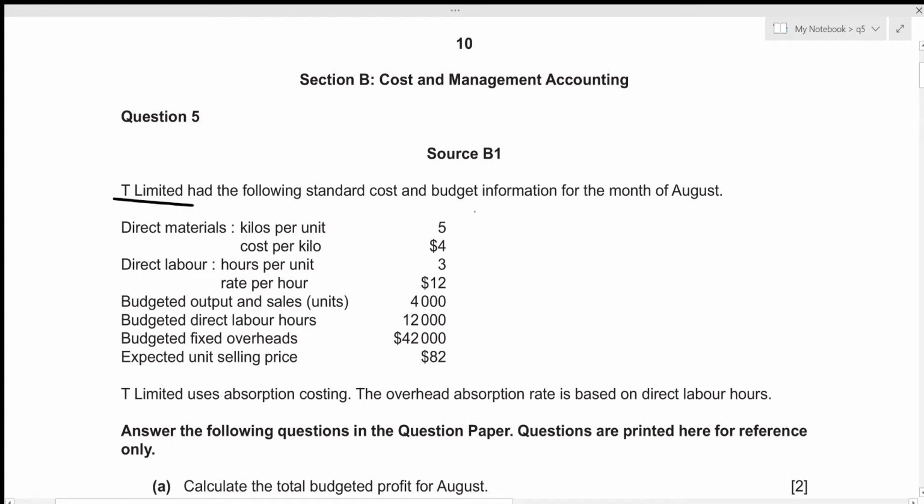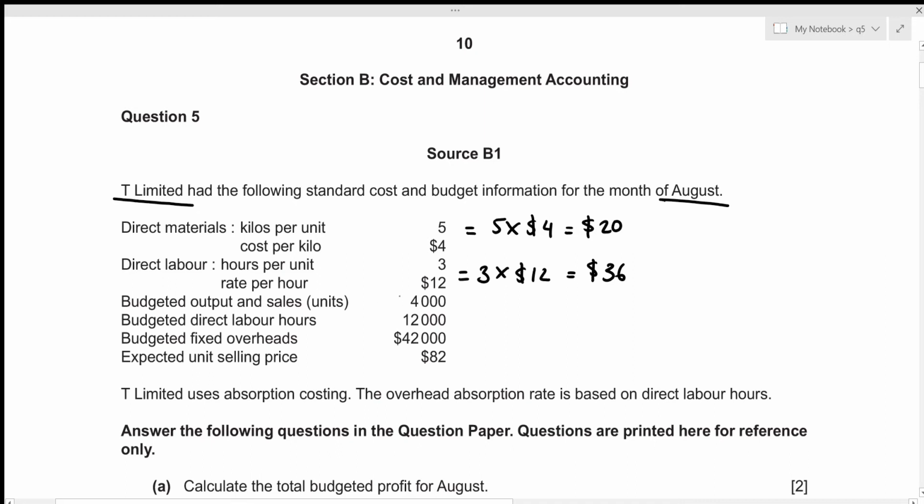Tea Limited had the following standard costs and budgeted information for the month of August. We are given the direct materials: the kilos per unit required is 5 and the cost per kilo is $4. So the total direct materials per unit is just going to be the kilos per unit times the cost per kilo. So that's going to be 5 times $4, which gives our direct materials per unit to be 20. Then we're also given the direct labor. Hours per unit is 3 and the rate per hour is 12. Again, the direct labor per unit would be hours per unit times the rate per hour, which in this case will be 3 times $12, which gives the total direct labor per unit to be 36.